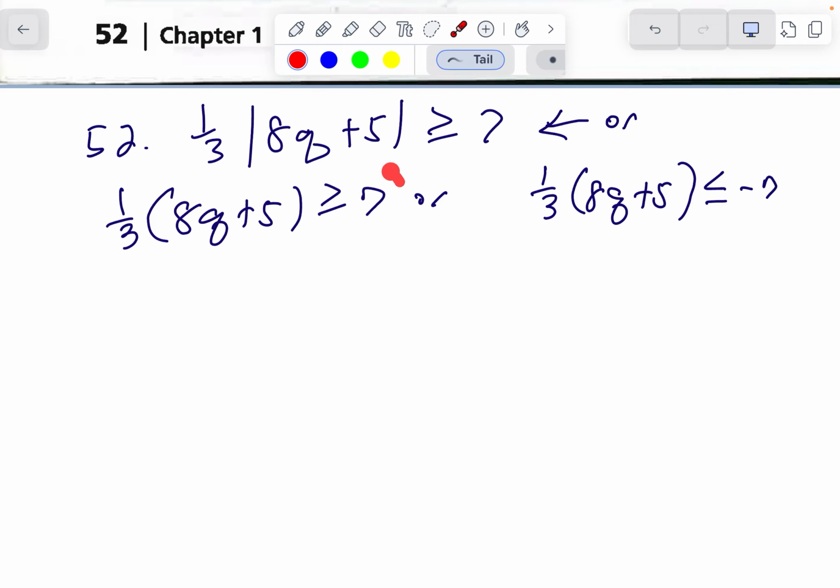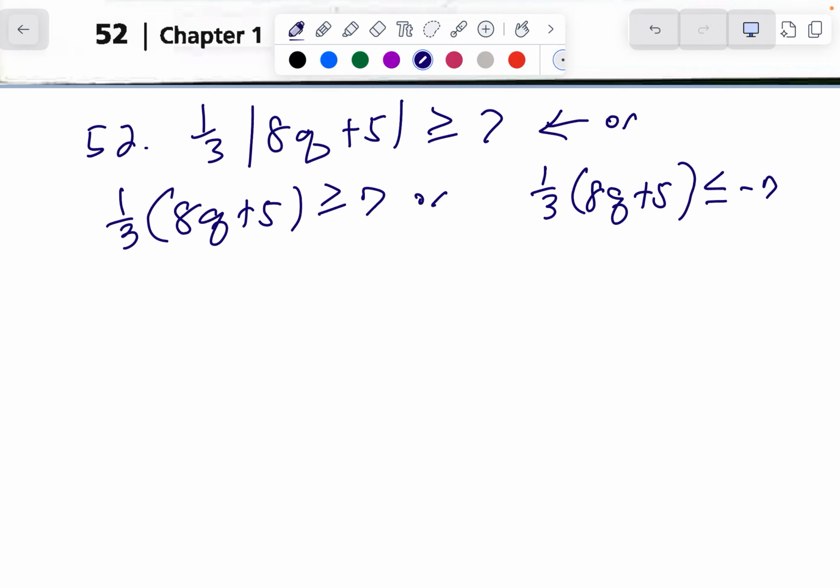So this is your positive case. It's just the original rewritten with no absolute values. This is your negative case. You have to know that an absolute value less than, the negative case is stuck to it on the other side. Absolute value greater than is two cases. It's just a rule you have to memorize between now and Wednesday.